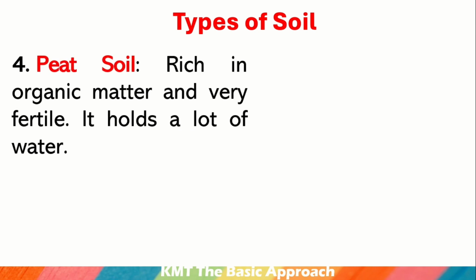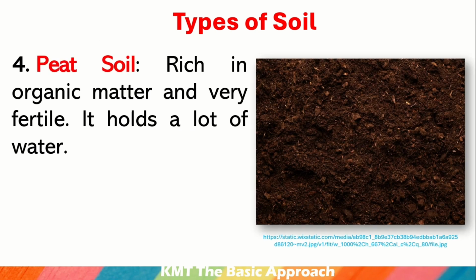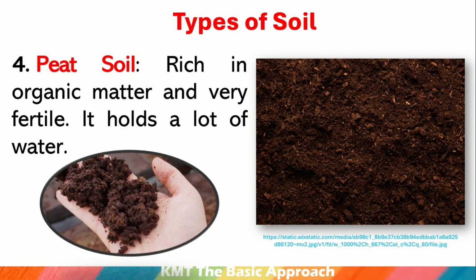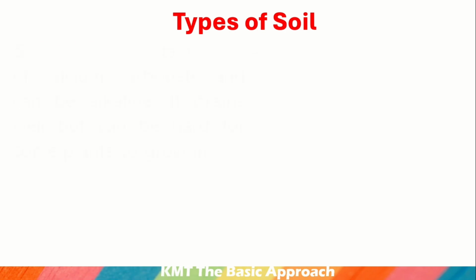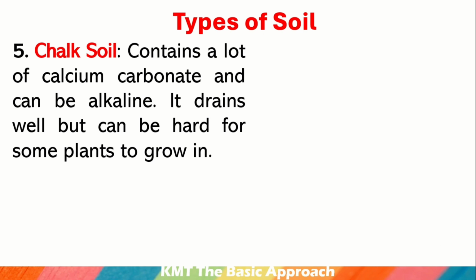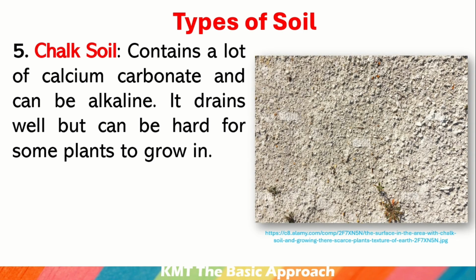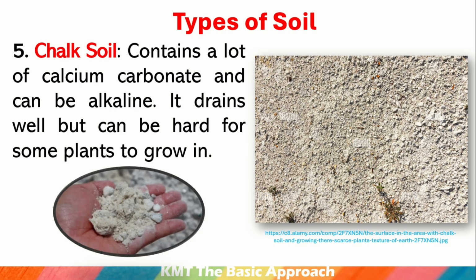Number 4, peat soil. Rich in organic matter and very fertile. It holds a lot of water. Number 5, chalk soil. Contains a lot of calcium carbonate and can be alkaline. It drains well but can be hard for some plants to grow in.